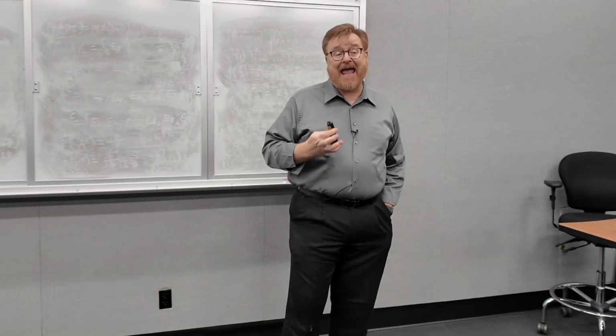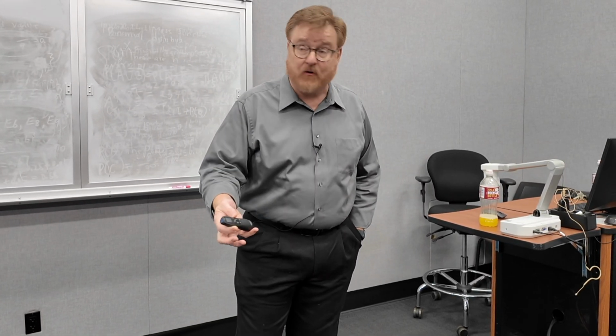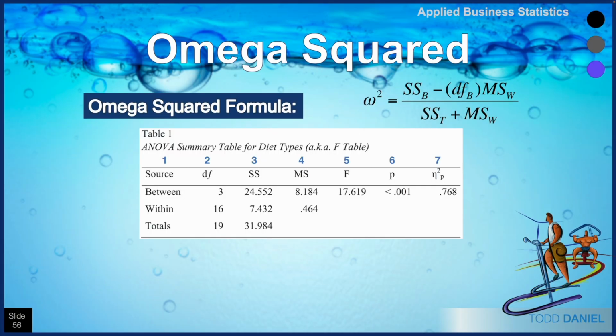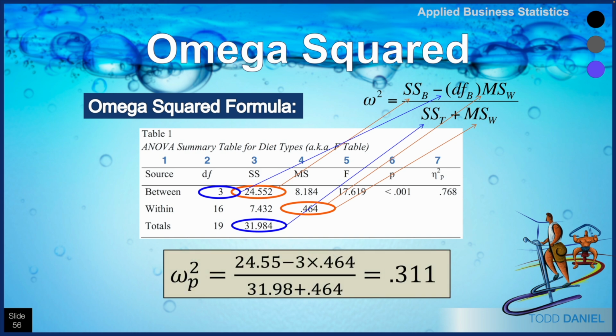The good news is we can calculate this omega squared from information in the ANOVA summary table. Here's my formula. The first thing I need is the sum of squares between. I can find that in column 3. And then I need the degrees of freedom between. I'll plug that in from column 2. The mean squares within plug in 2 different places. And finally, my sum of squares total plugs in the denominator. I do the math, and I end up with an effect size of 0.311 for this particular example.